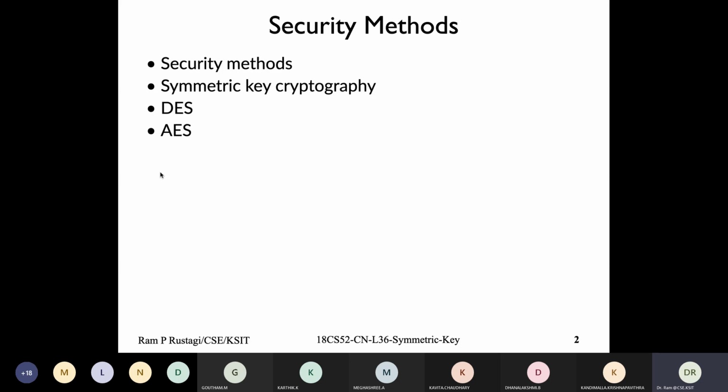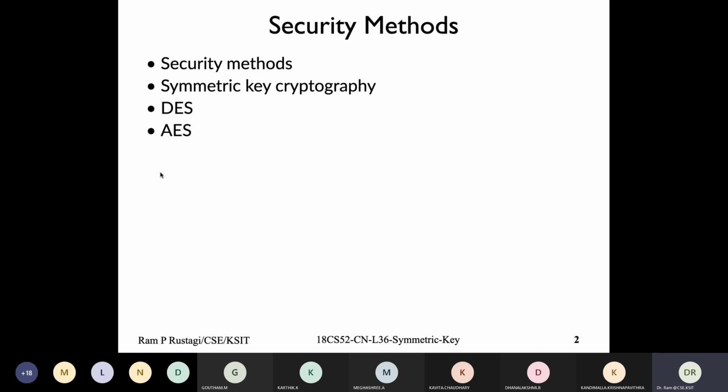Symmetric key meaning both sender and receiver use the same key. Whereas asymmetric key meaning sender and receiver use different keys. And that's how things happen.